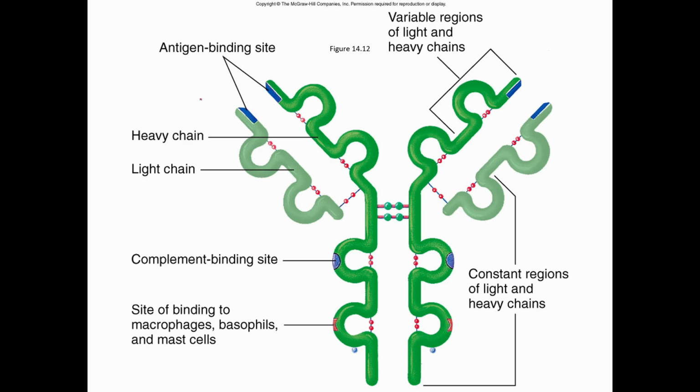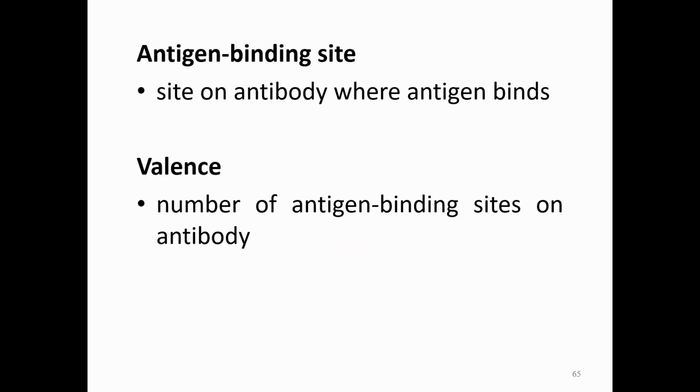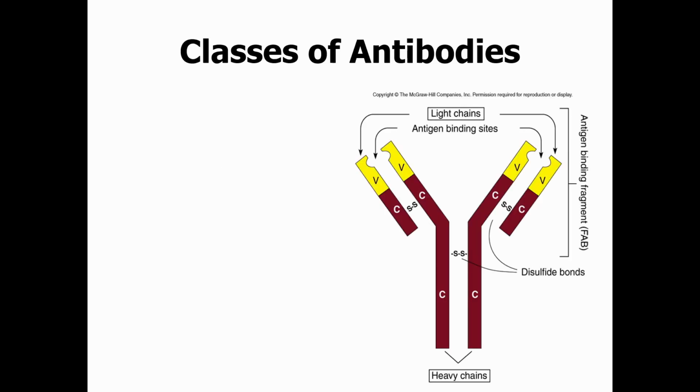So this part here is your variable part, and this is your constant region. Your heavy chain is found inside, and your light chain is found outside. Next, you have your antigen binding site, which is the part of the antibody where the antigen binds. Valence is the number of antigen binding sites on the antibody.